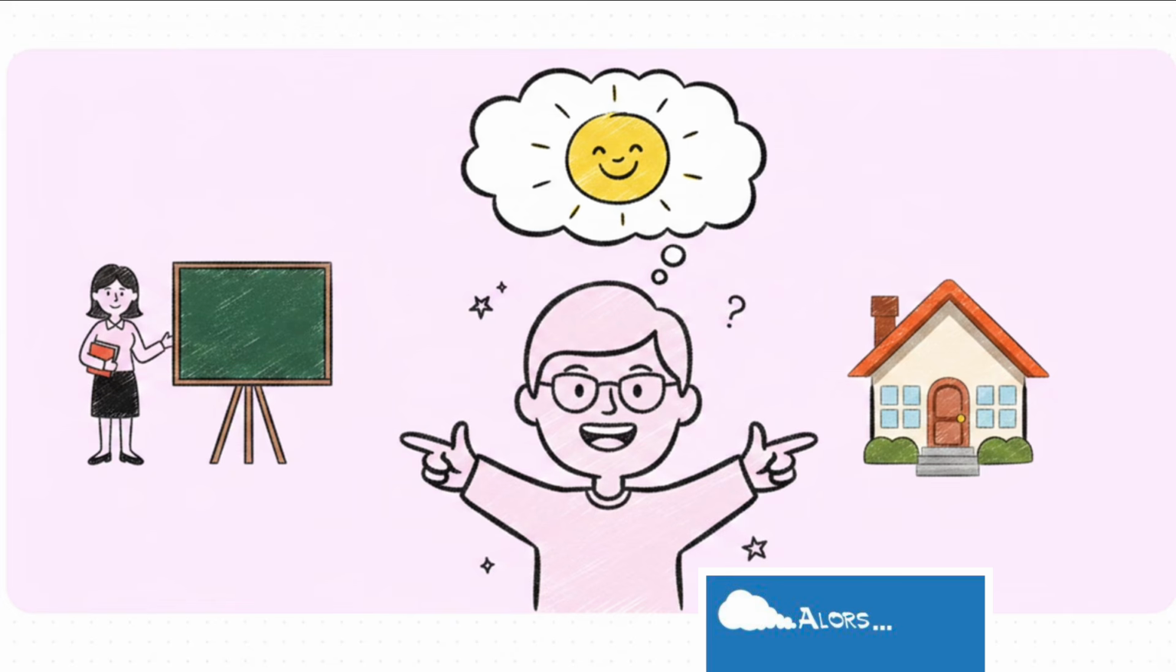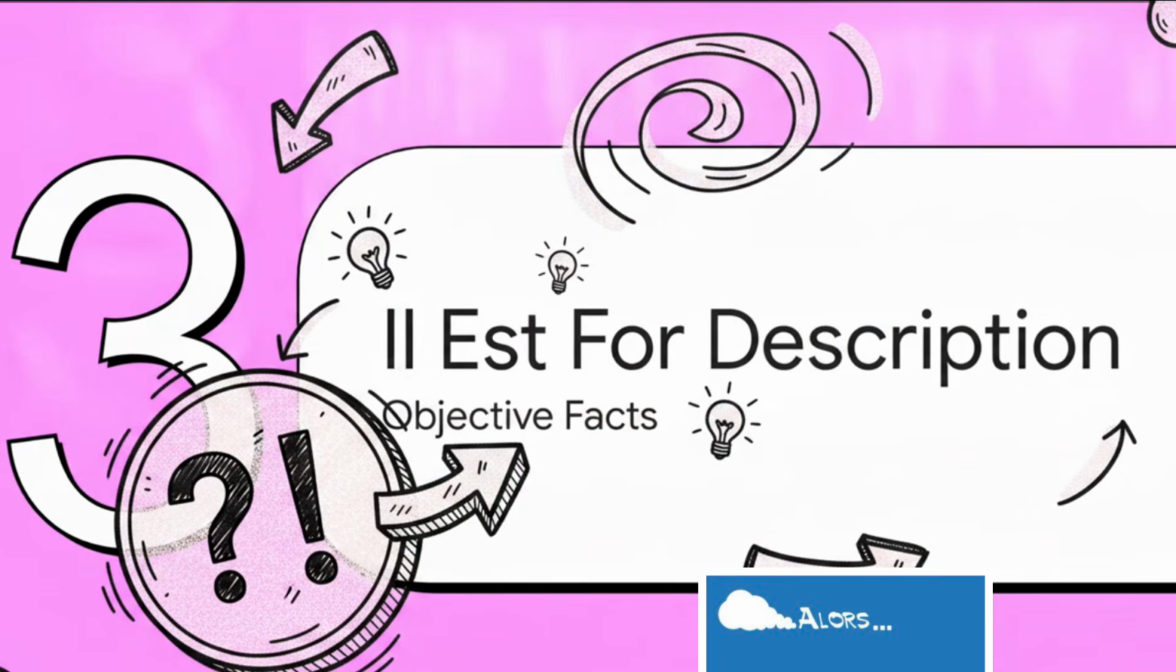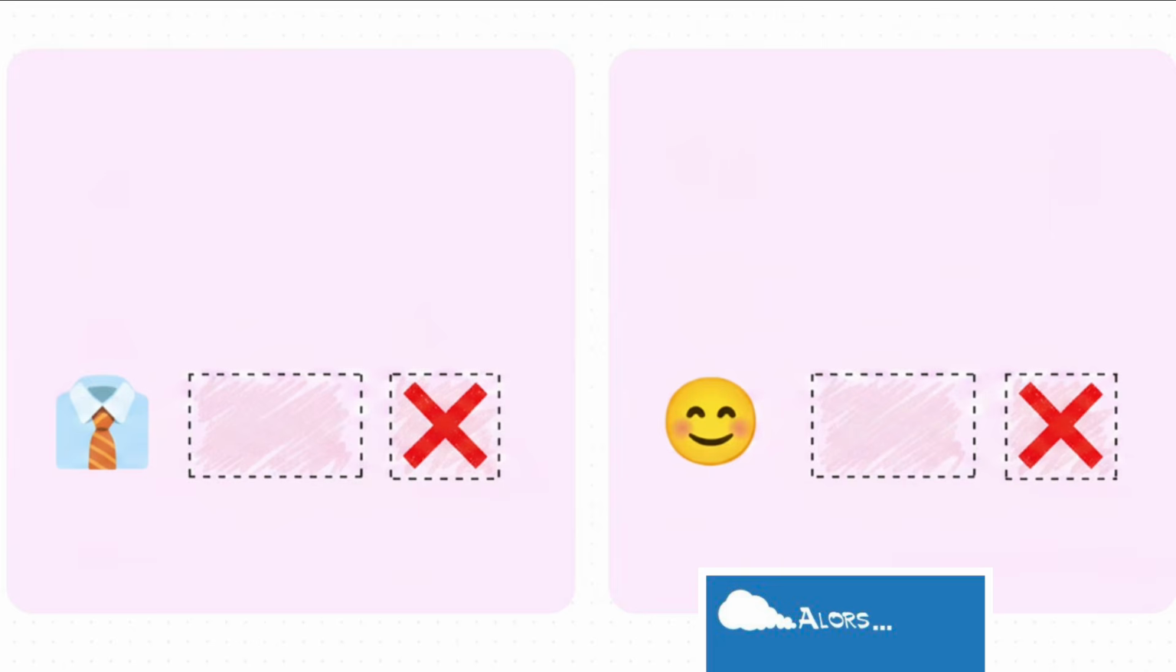C'est is also your absolute go-to for subjective opinions, like saying c'est agréable ici. It's pleasant here. It's all about how you are experiencing the situation. Now let's flip the script with section 3. Il est for description and objective facts. Let's compare our earlier examples to these new ones. Il est professeur and il est sympa. Notice what's missing? The determinant is totally gone. Il est gives us a pure, objective description.